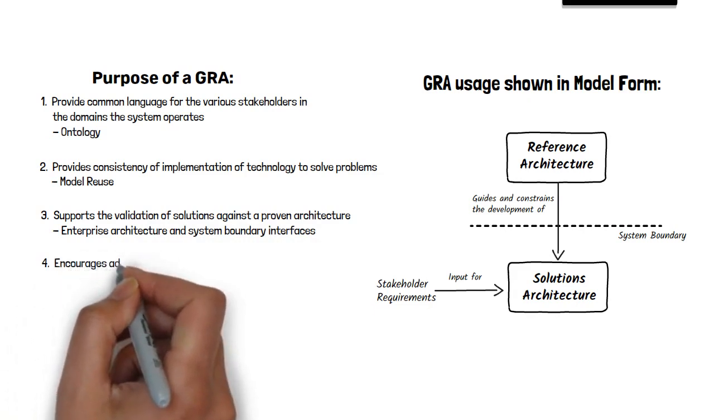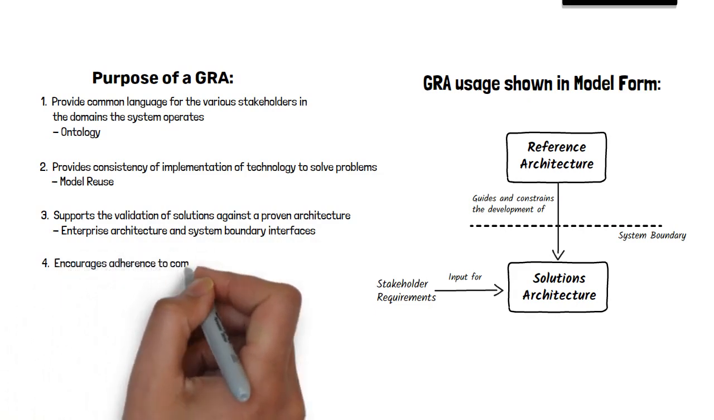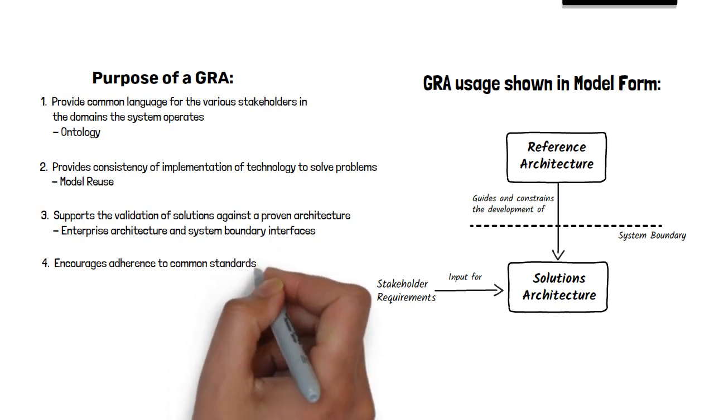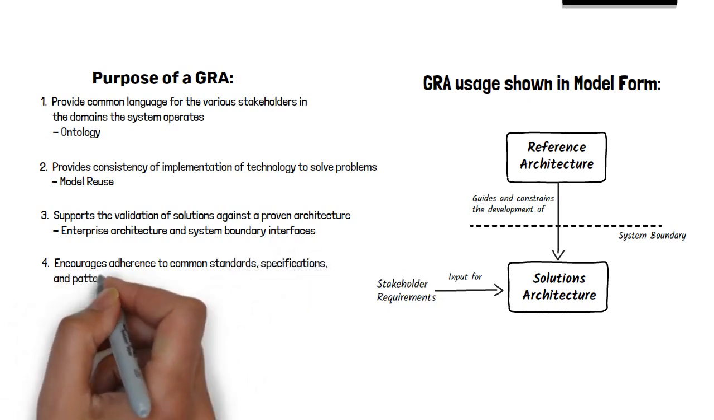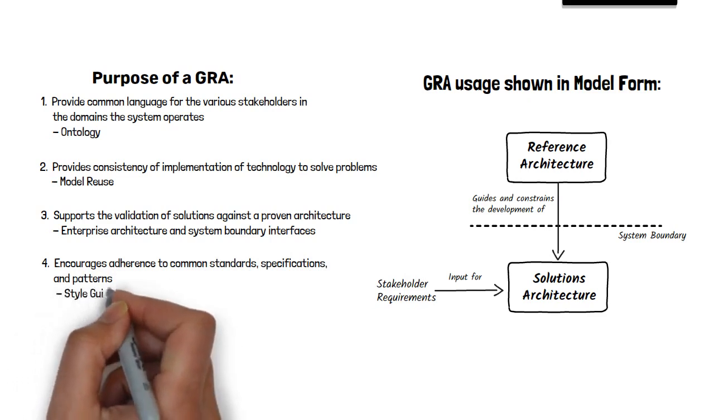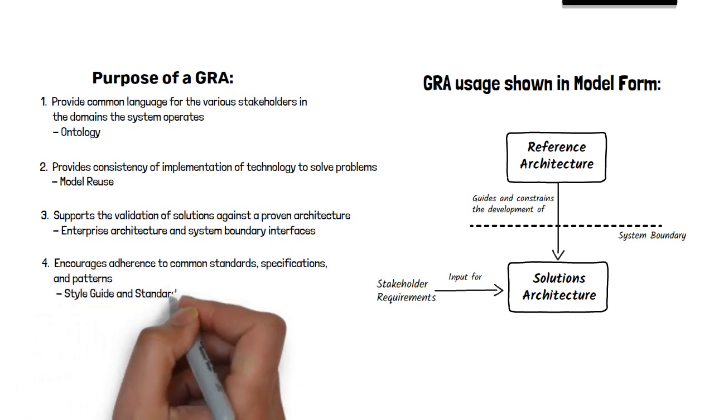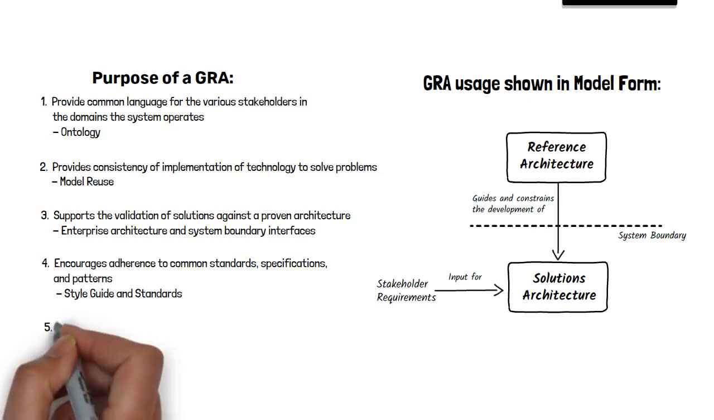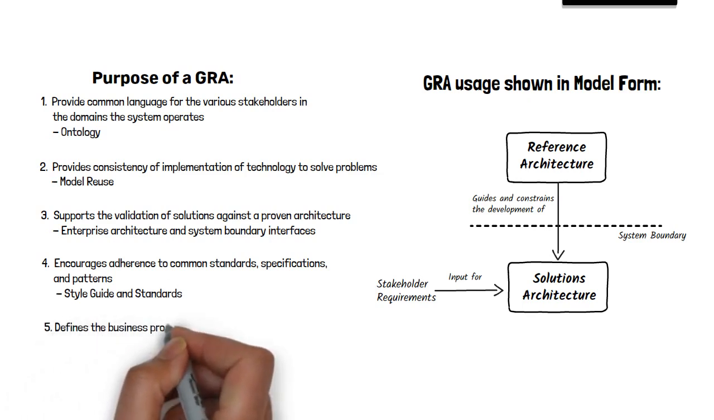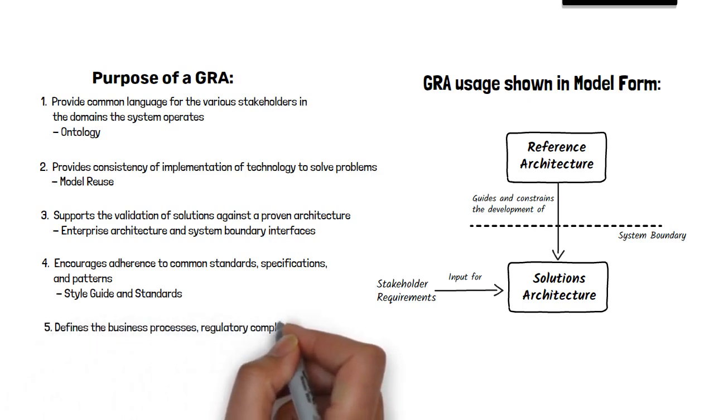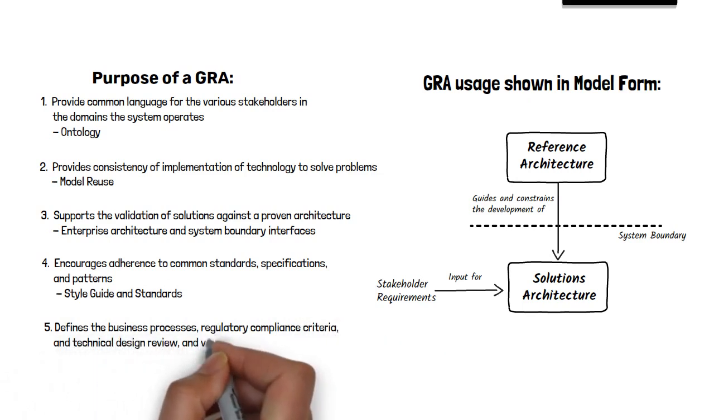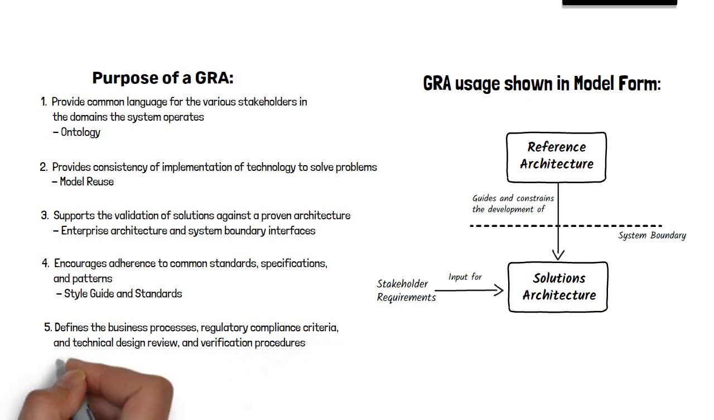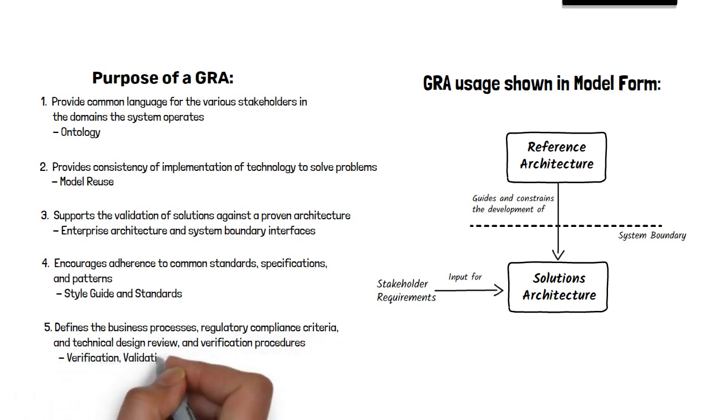Fourth, the GRA encourages adherence to common standard specification and modeling patterns. This would be documented in style guides that would be part of the GRA to ensure the models will be compatible. And fifth, the GRA can define the business processes, regulatory compliance criteria, and technical design reviews and verification procedures. This is built-in verification and accreditation processes for test and evaluation within the reference architecture.